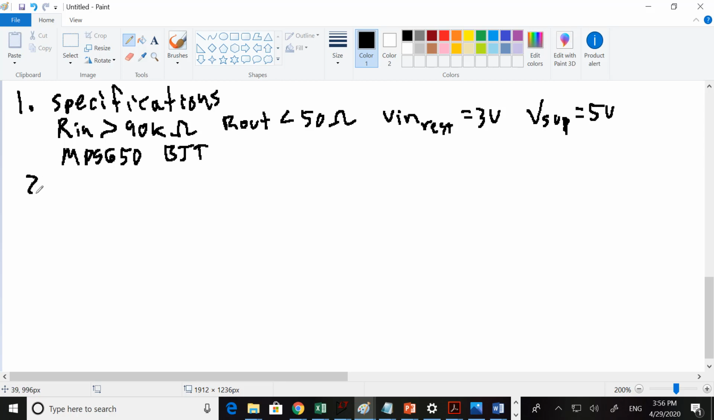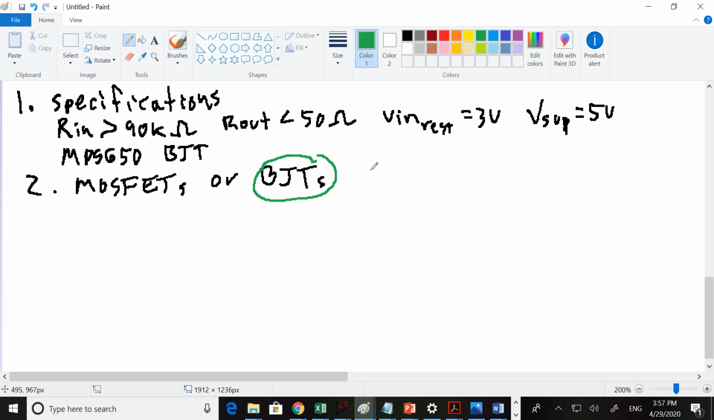The next step is to figure out if you're using MOSFETs or BJTs. And since I told you in the specs that it's BJTs, we already have an answer for that. I call this the technology. And technology is actually more than just deciding whether it's MOSFETs or BJTs. Technology is the model file.